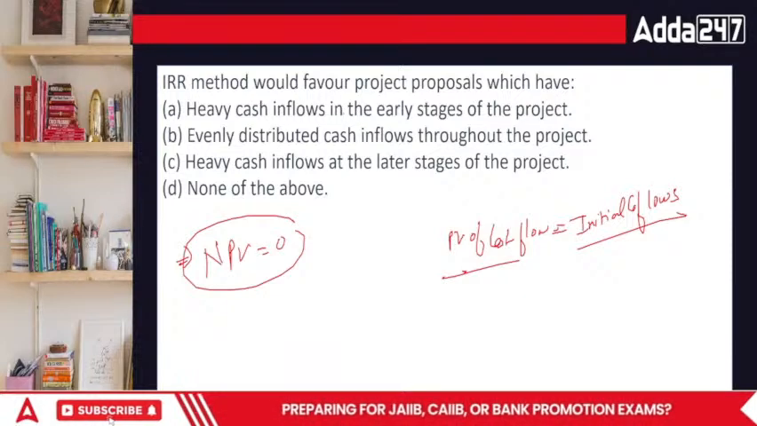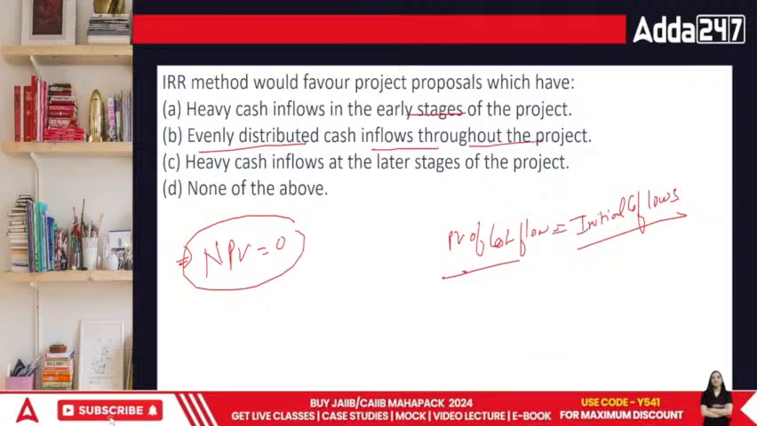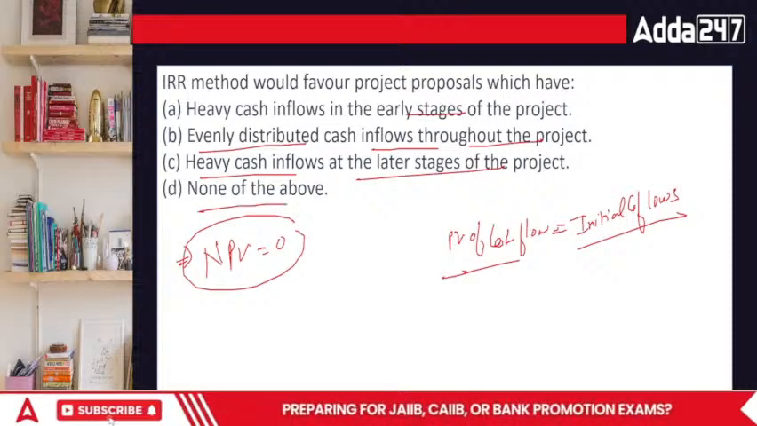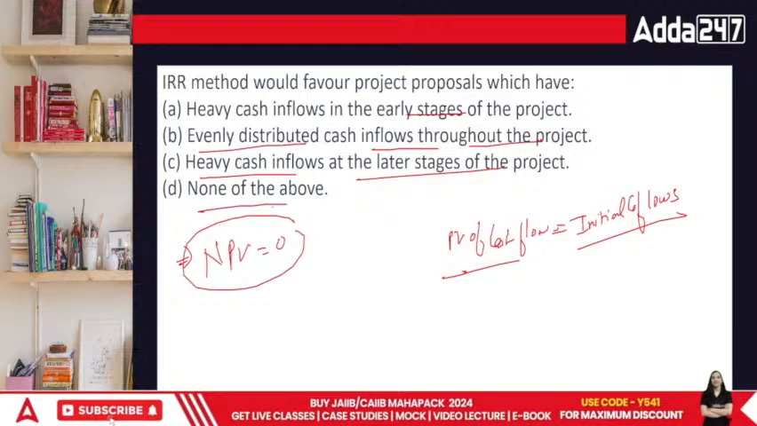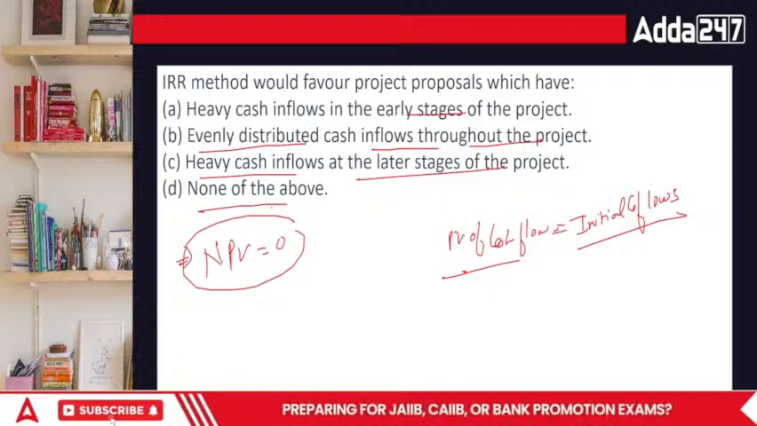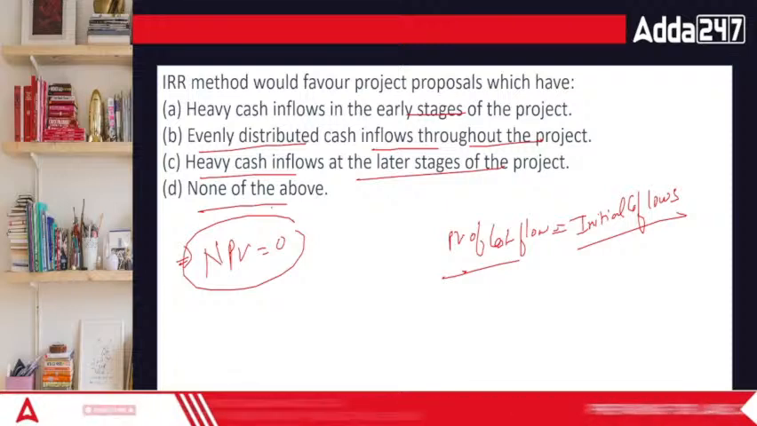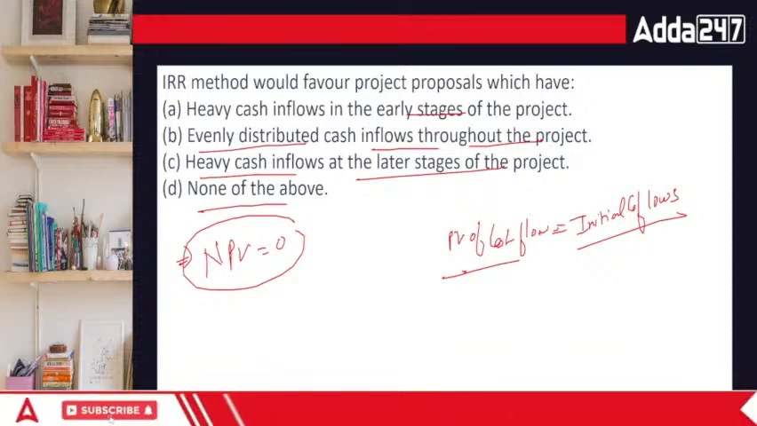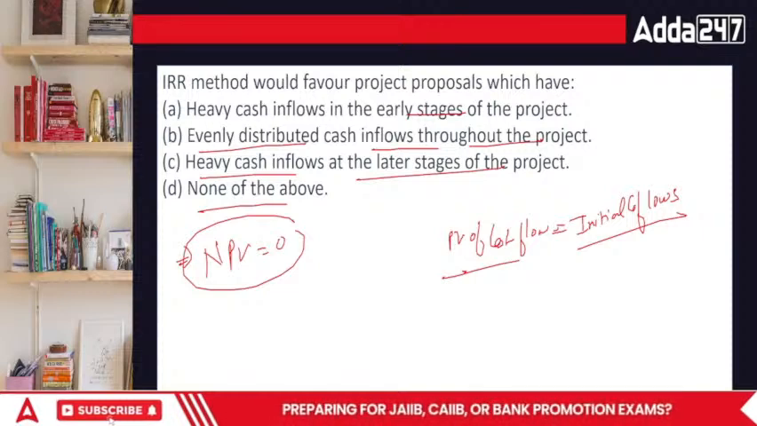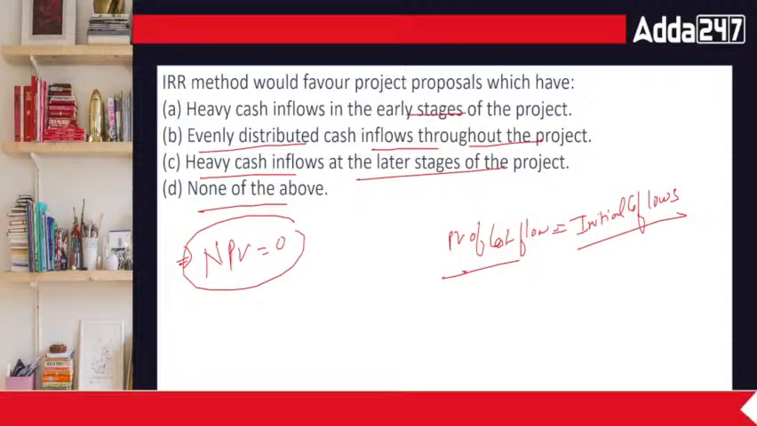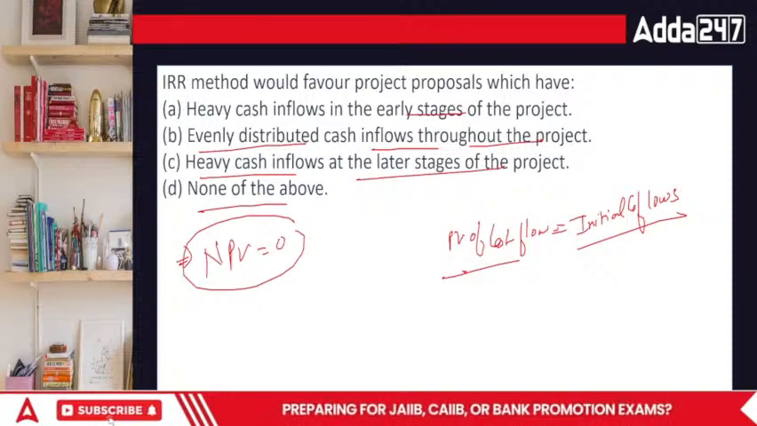So in this case, the options are: heavy cash inflows in the early stages, evenly distributed cash inflows throughout the project, heavy cash inflows at the later stages, or none of the above. What's going to be the answer, everyone? Chaliye, what's going to be the answer?